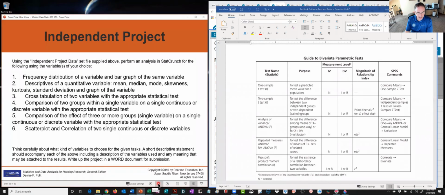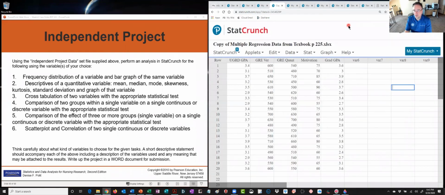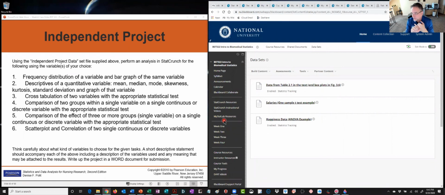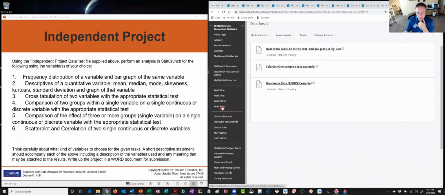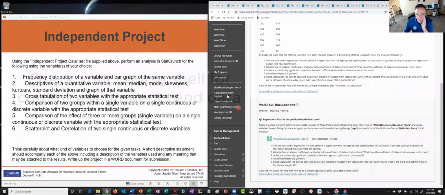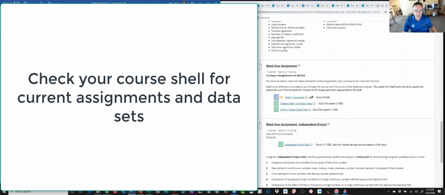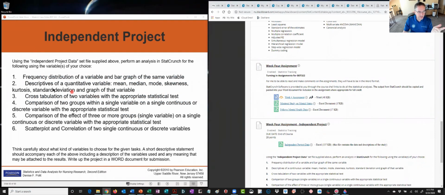Let me talk about the project at the end. So again, you've got your little cheat table to look at. That was a quick overview of multiple regression. Again, just like last week, start with the discussion threads. People are already posting to those. This is our week 4. Practice with the discussion questions. Then for the assignment, I think we've gone through most of it. Discussion threads, assignment, final exam, the independent project. So we've done all of these now.